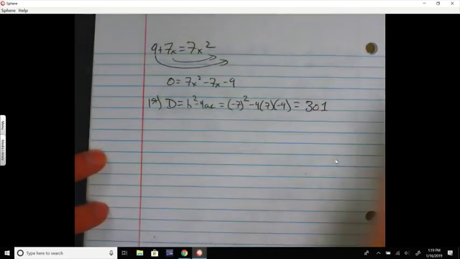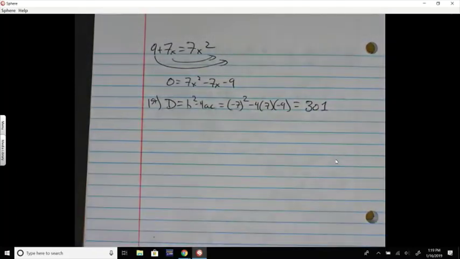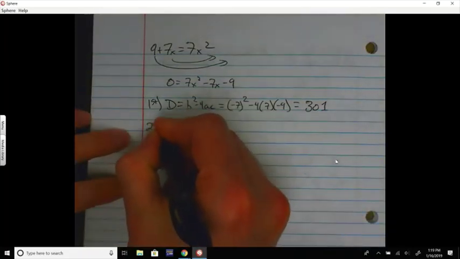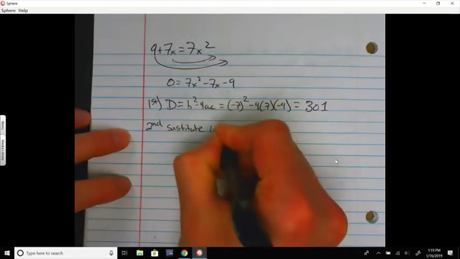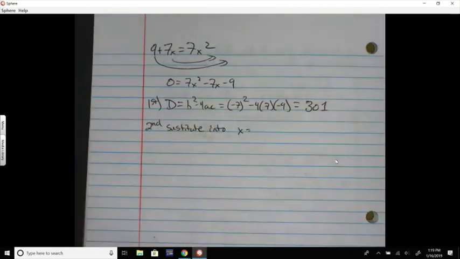Now, if they're not asking for the number and type of roots, you don't have to write that down. But knowing that this is positive, would this graph cross the x-axis? Yeah. Cross twice. So now substitute into the formula. We're not that close to finishing it. We'll keep practicing this tomorrow.